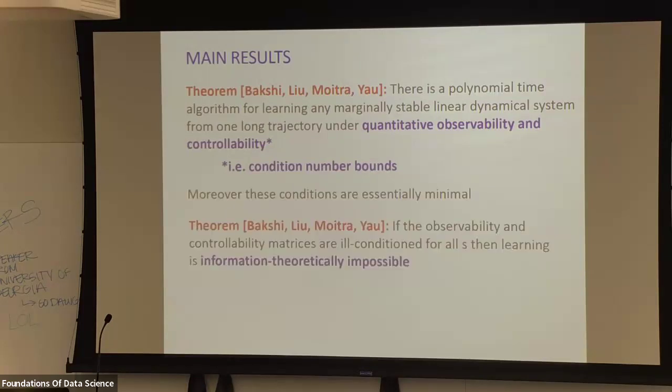And then moreover, you can prove an almost converse to the statement: if the observability and controllability matrices are ill-conditioned, exponentially ill-conditioned, for all orders S, then the problem is actually information theoretically impossible. So the difference here is I'm assuming that there's an upper bound on the condition number for some order S, versus the lower bound is for all orders S.